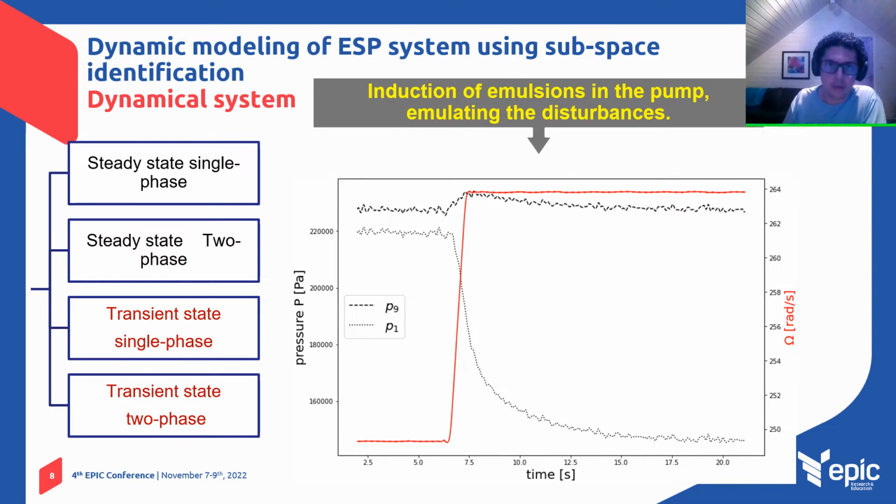In this figure, we observe the response of the system considering two variables, P1 as the inlet pressure and P9 as the outlet pressure. The system is subject to the variation of angular velocity or angular rotation in red that goes from 200 to 264 radians per second. The decrease of inlet pressure and a slight increase in the outlet pressure can be observed. The speed variation is given by a ramp input with a small incline.